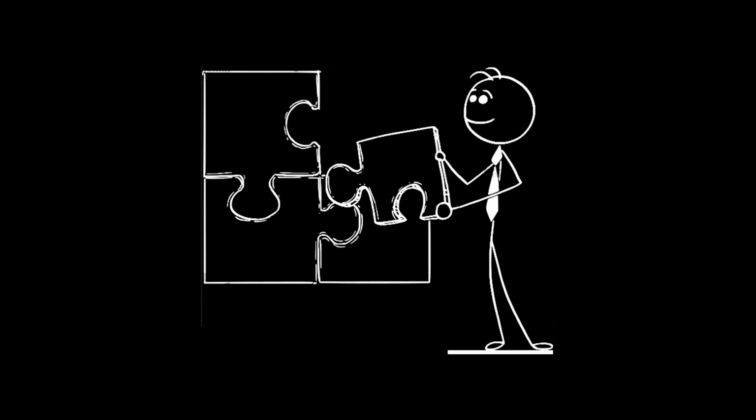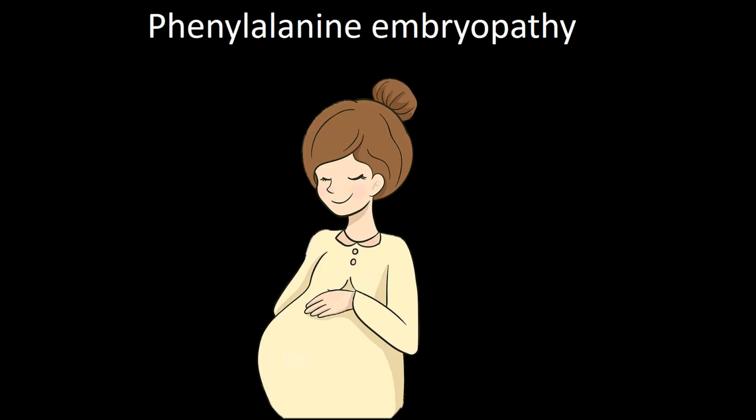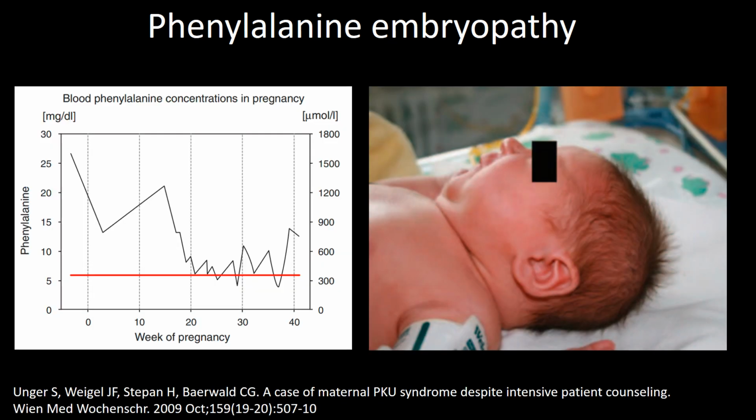The last condition I will address in the course of answering this question is another phenylketonuria related disorder, that is phenylalanine embryopathy. In this frame, you can see a very well documented case of intrauterine fetal exposure to high phenylalanine, desirable levels being at or below the red line. High phenylalanine exposure during fetal life leads to microcephaly, micrognathia, and subsequent developmental delay.